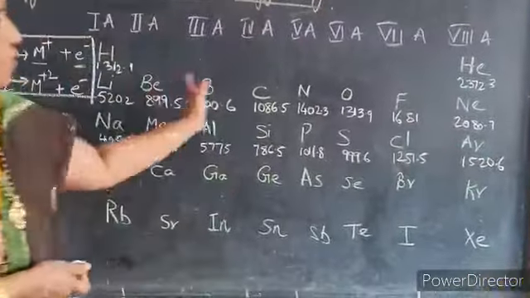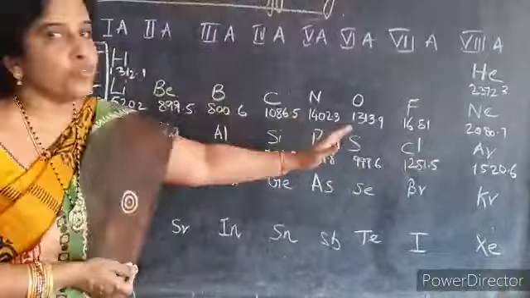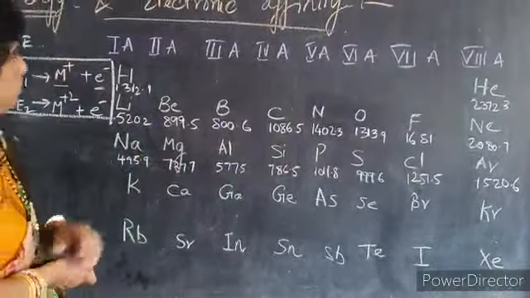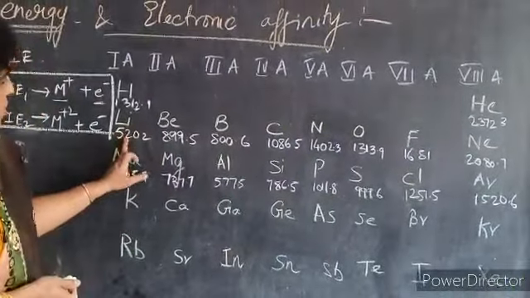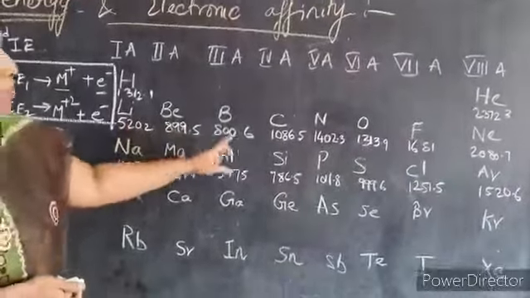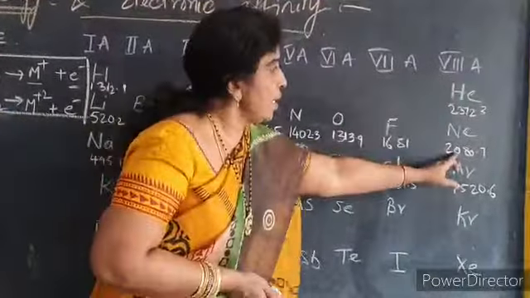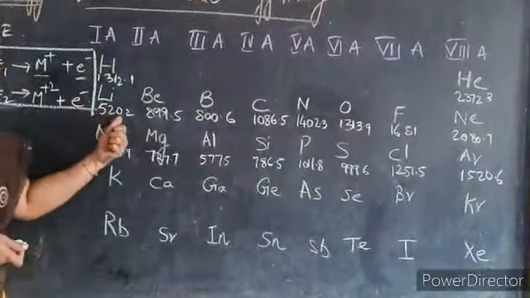What is happening to the ionization energy when we move from left to right in a period? Can you look at the ionization energy values here? If you notice, it is increasing. So here it is 520.